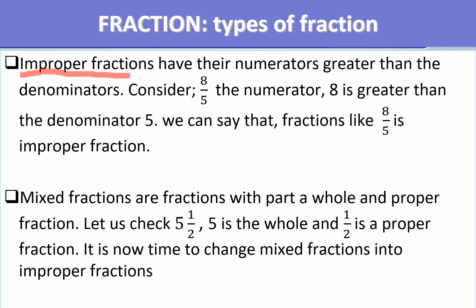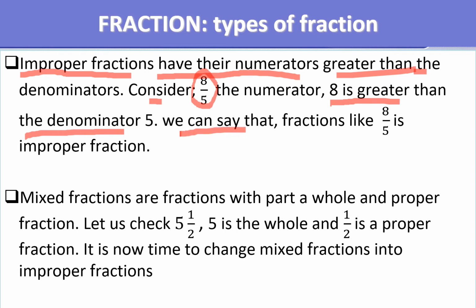Improper fractions have their numerators greater than or equal to their denominators. Let us consider 8/5. The numerator is 8, which is greater than the denominator, which is 5. So therefore, 8/5 is an improper fraction.